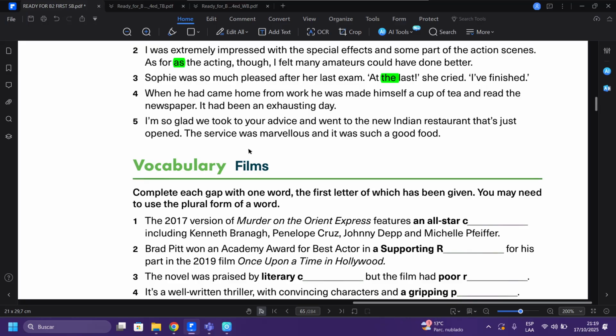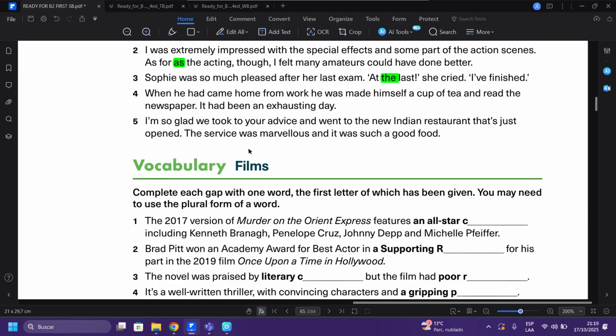This is the past perfect, right? Is "had came" correct? No, right? It is come. He had come, because the conjugation of this verb is come, came, come. So it means that he had come home from work and he was made himself a cup of tea. That is correct. He was made himself a cup of tea.